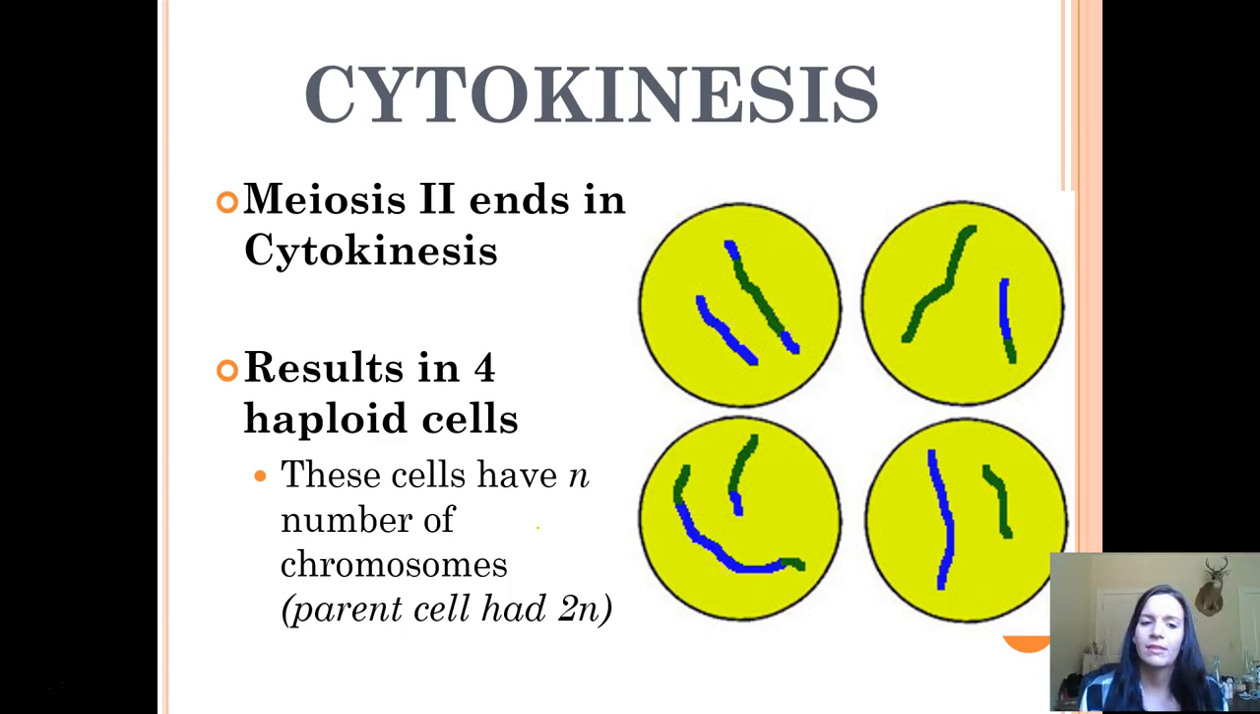Then we go into cytokinesis, and in cytokinesis, there are 4 haploid cells. Very important that you remember this, because they have half the number of chromosomes as the parent cell, or N number of chromosomes, and the parent had 2N.